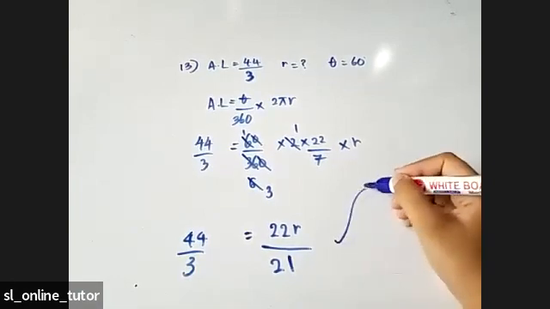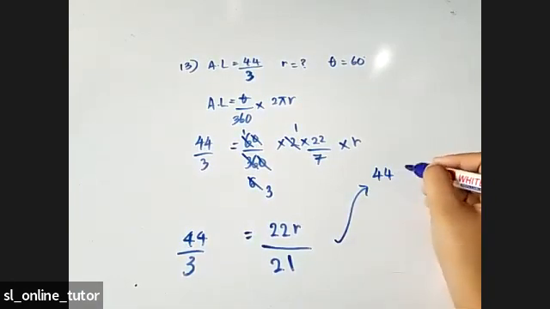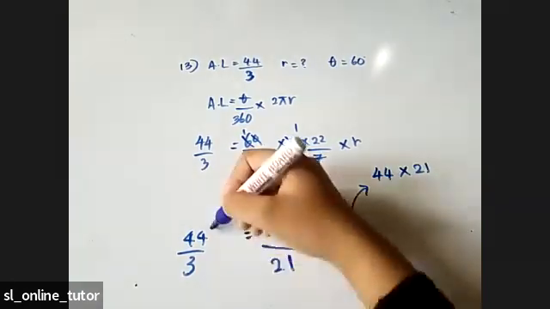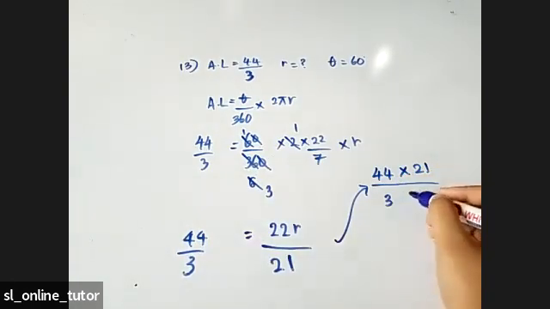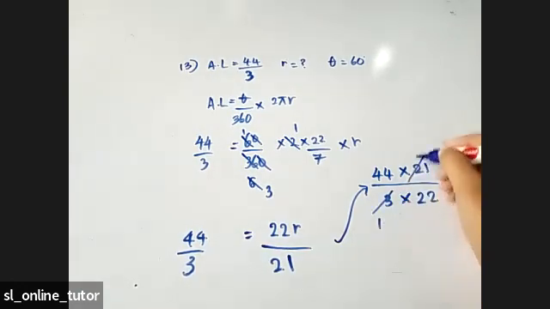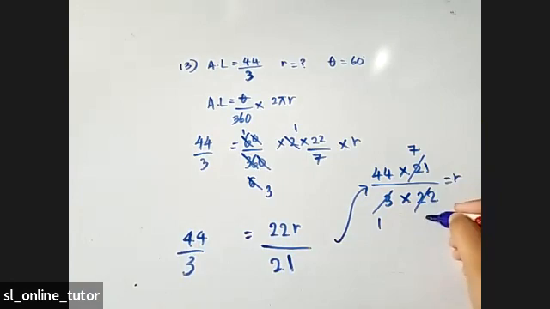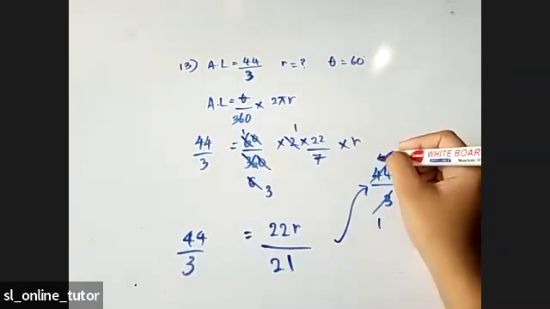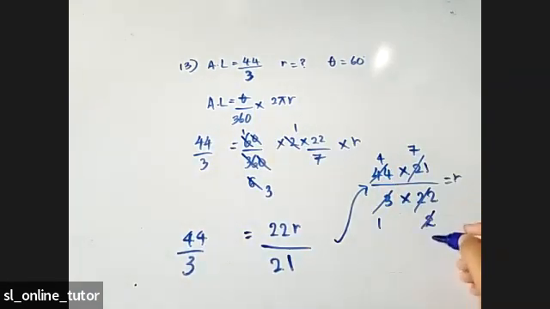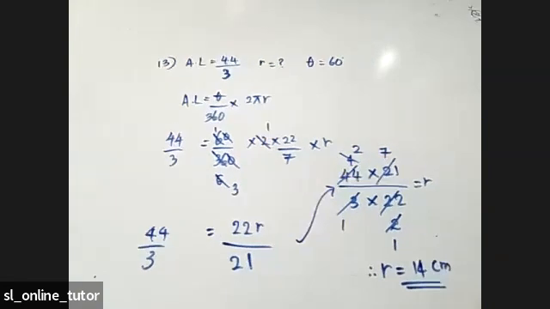Now I can take this 44 multiplied by 21. The denominator comes here, 3 multiplied by 22 comes down. Now we can simplify. 3 times 1, 3 times 7. 11 times 2, 11 times 4. 2 times 1, 2 times 2. Therefore, radius equals 14 centimeters. This is the final answer.